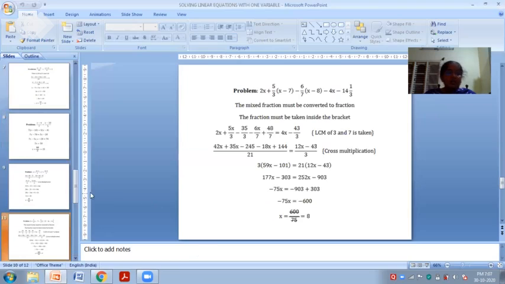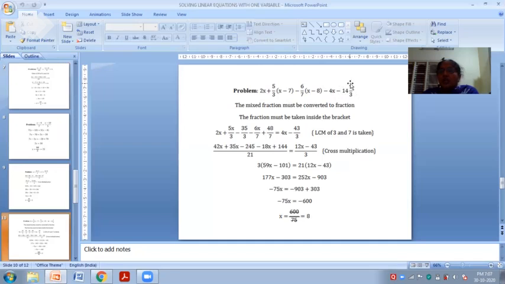Okay, let us come to this problem. This is a little bit difficult because we find a mixed fraction here also. So here, 2x plus 5 by 3 into x minus 7, and then minus 6 by 7 into x minus 8, equals 4x minus 14 1 by 3.